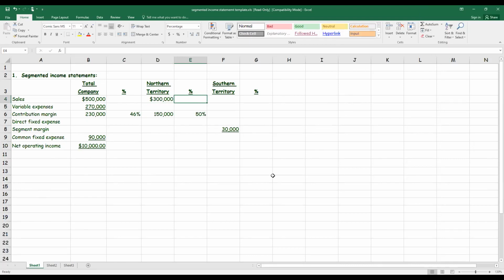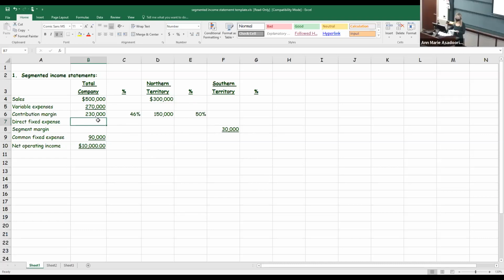I think the direct fixed expense in total should be 140,000. Okay, so how are you getting that? I used the contribution margin minus the common fixed expense. Okay, so direct would be contribution margin minus direct gives you segment margin. All right, so hold off on that. I'll come back to you for direct fixed.